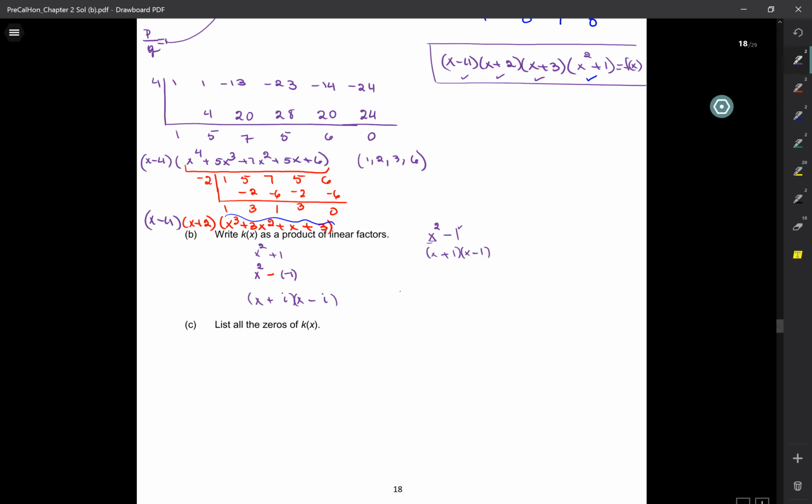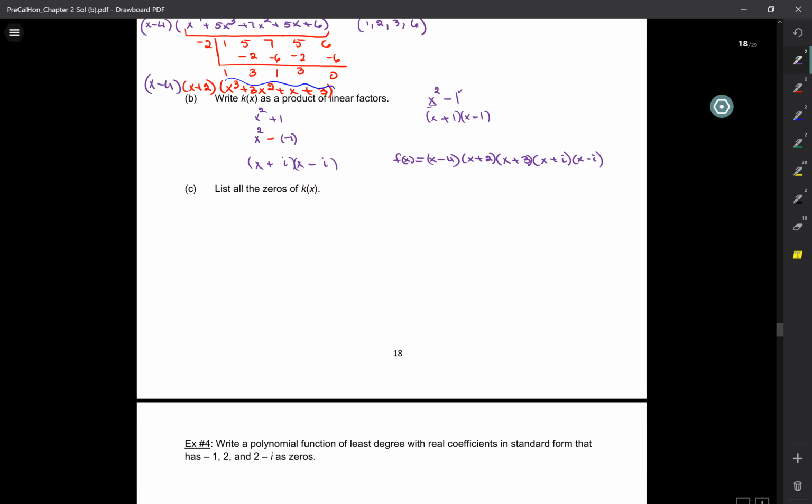So f of x can be written as x minus 4, x plus 2, x plus 3, x plus i, x minus i. And for part C, it says list all the zeros of f(x). Well, the zeros are x equals 4, negative 2, negative 3, and plus or minus i.